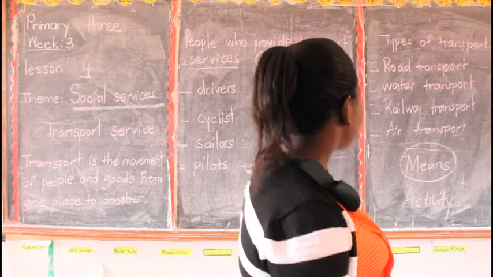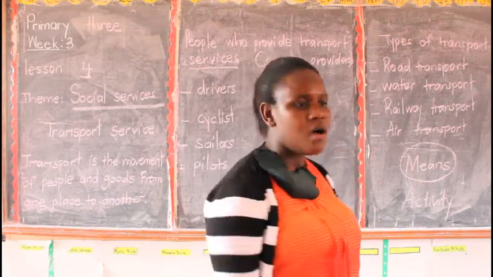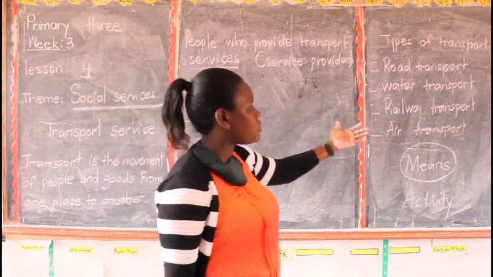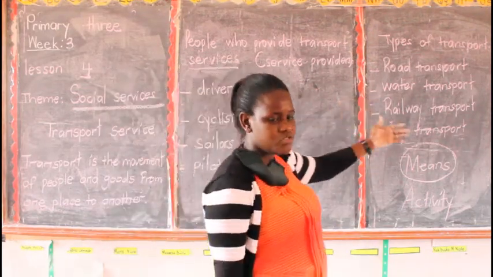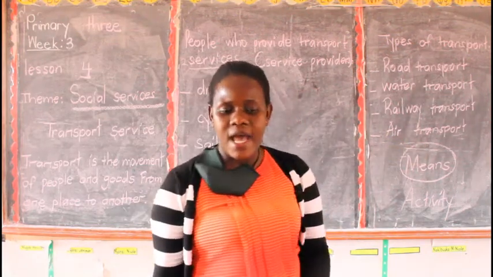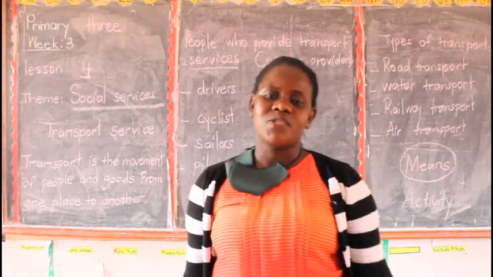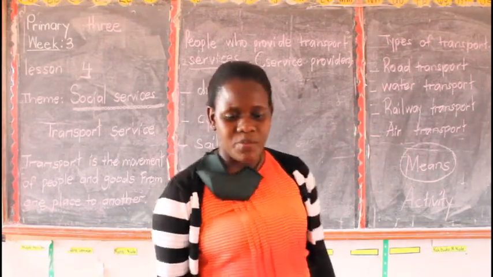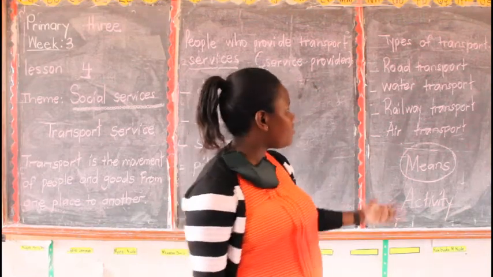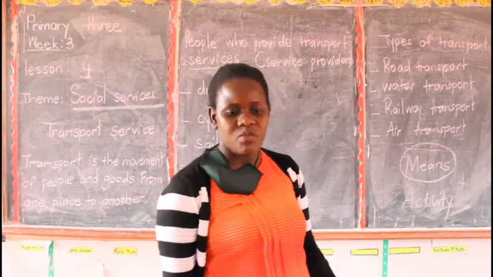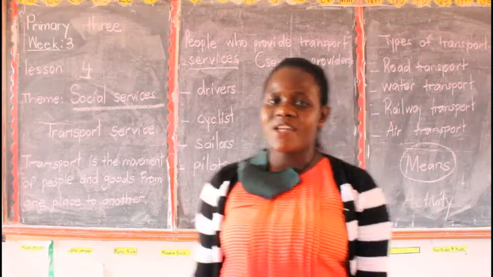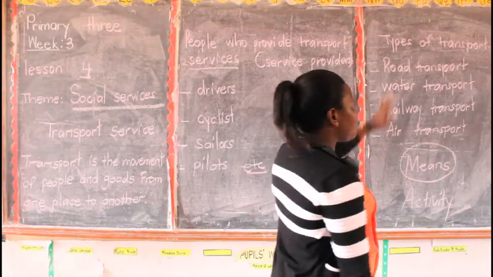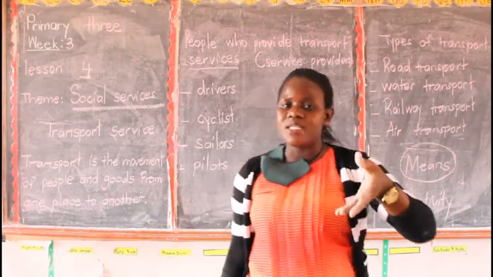Then under transport, they will ask you to give some of the types of transport. We have water transport, road transport, railway transport, and air transport. All together, children. So when they tell you to define transport, simply say that. If they tell you to give the types of transport, mention water transport, road transport, railway transport, and air transport. Then under these types, we have what we call means.